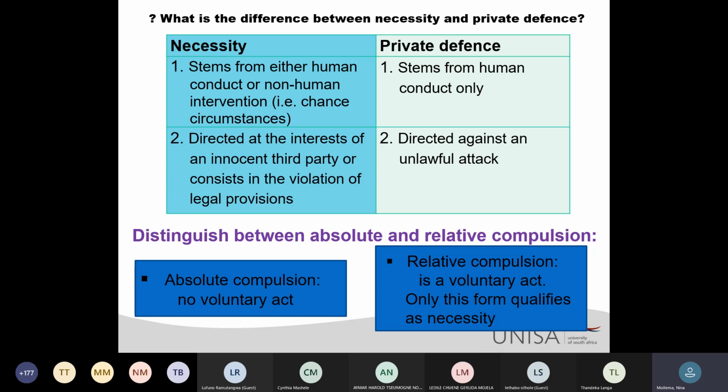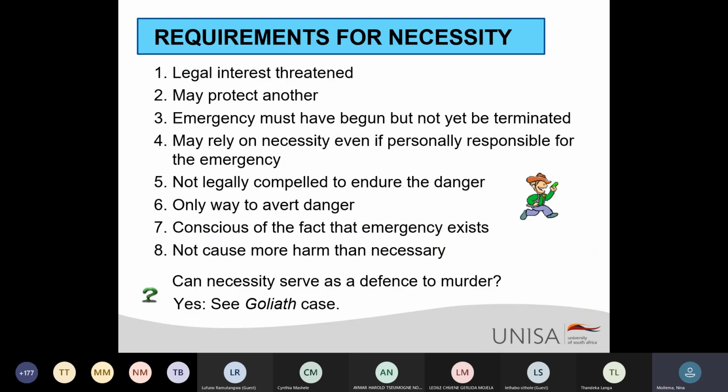Good. Let's quickly see what the requirements for necessity are. You will see this is exactly the same as the definition. It's basically just split up now to show you that these are the requirements. First of all, there must be a legal interest threatened. That is either, like we said, a violation of a legal provision or the interest of a third person. You don't need only to protect yourself, but you may protect another person, a third person.